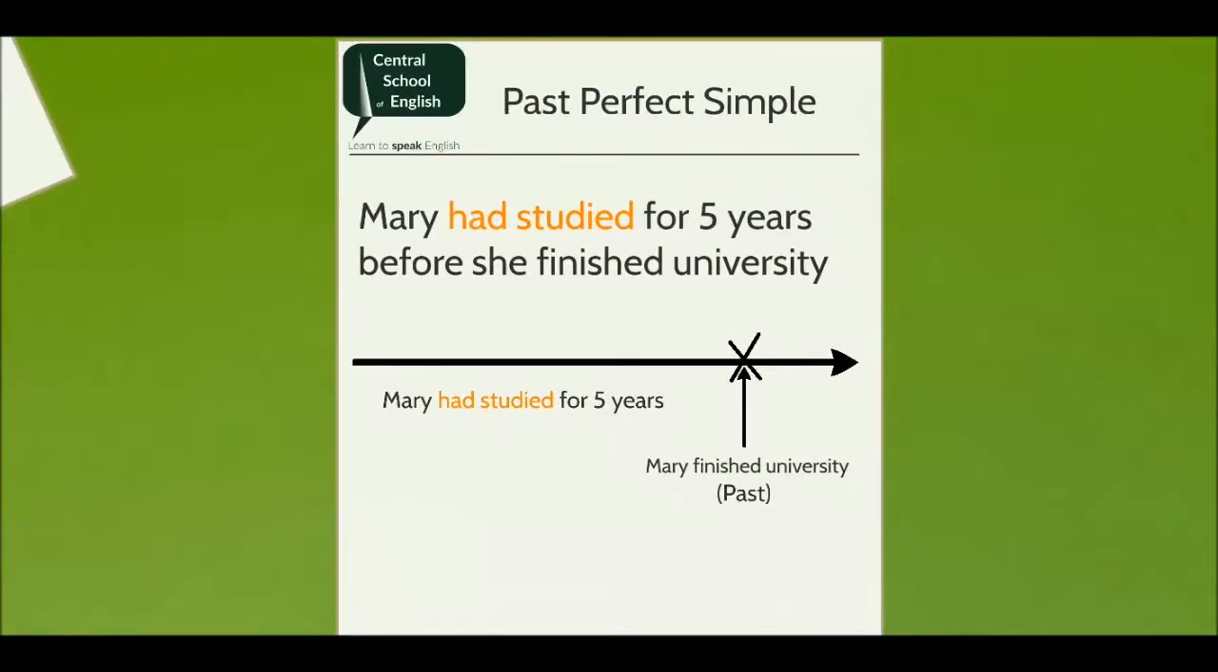In a second example, we can say, Mary had studied for 5 years before she finished university. In this sentence, we use the past perfect because we are thinking about the time before and up to the point Mary finished university. Before Mary finished university, she had studied for 5 years. From the time Mary finished university, she no longer studied.